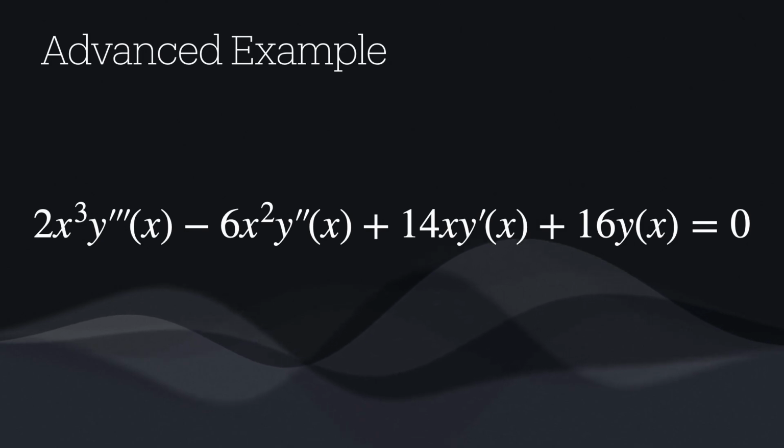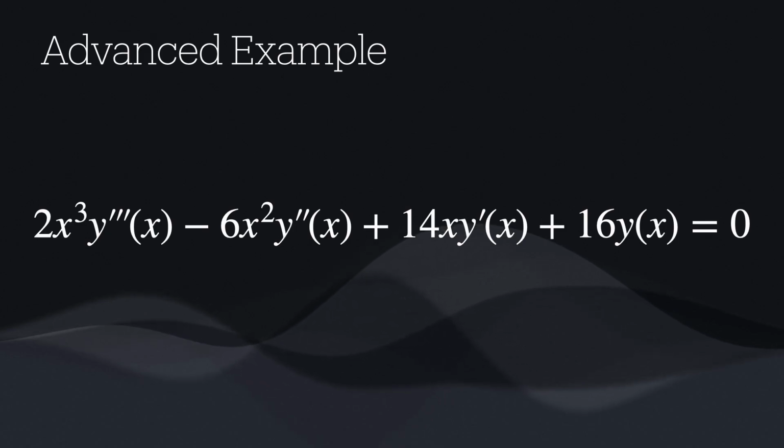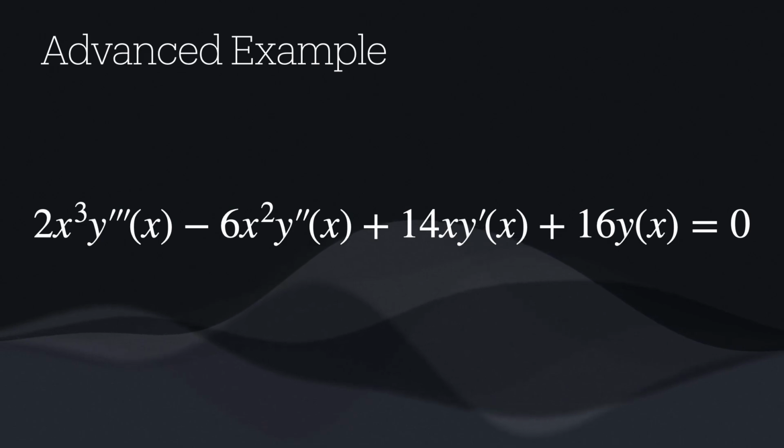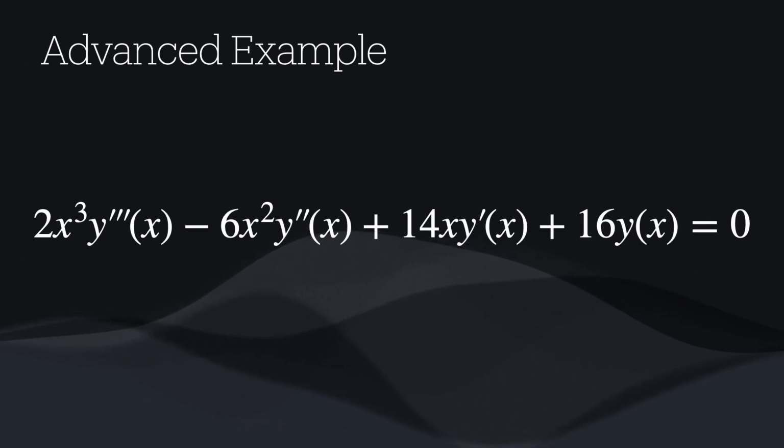Now, let's go ahead and cover a more advanced example. Here we have a third order Cauchy Euler equation. The equation is 2x cubed y triple prime of x minus 6x squared y double prime of x plus 14x y prime plus 16y of x equals 0.